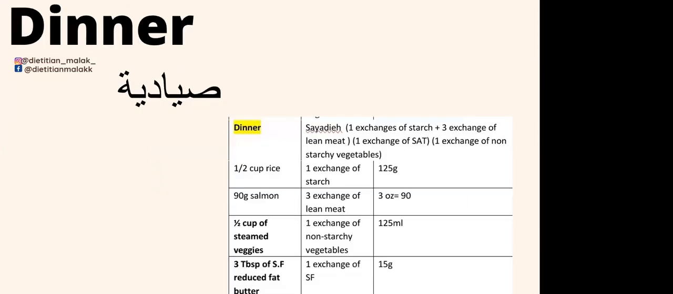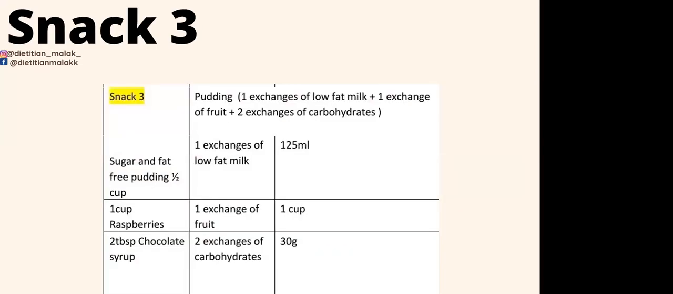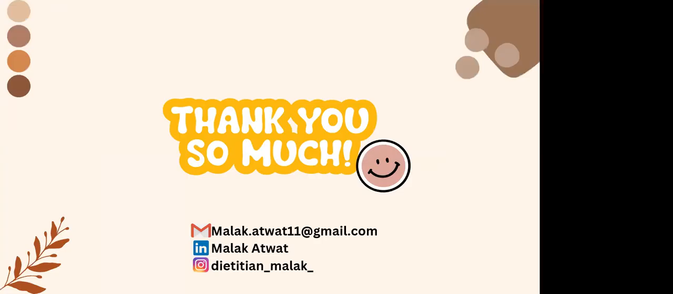For the dinner, we went for sayadiyya, which is rice, salmon, steamed vegetables, and for the flavor, we added reduced fat butter. Our third snack, we just went for pudding with raspberries and chocolate syrup. That is all. Thank you very much all for listening. If anybody has any questions, please let me know.